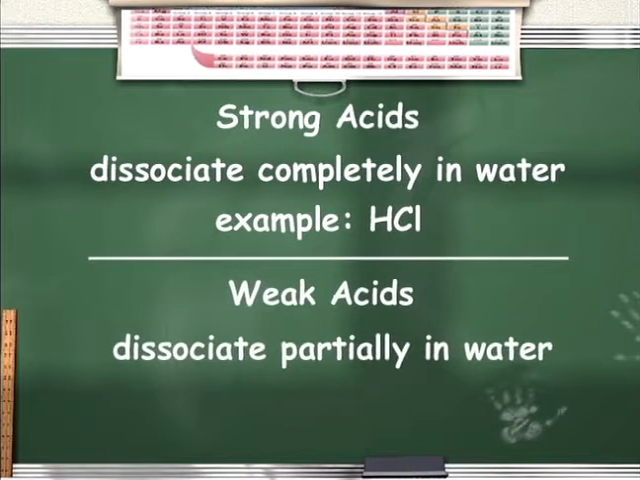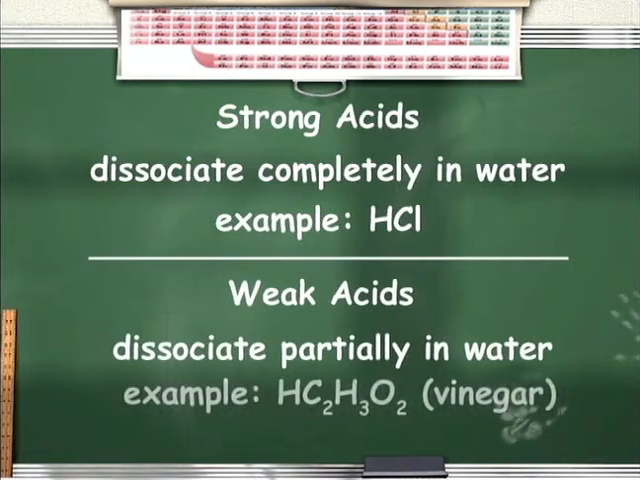A weak acid only dissociates partially in water. An example of a weak acid is acetic acid, HC2H3O2. When acetic acid is in an aqueous solution, some of the hydrogen ions separate from the acetate ions, but most of them stay attached. Since there are relatively few ions in the solution, the current is poorly conducted.